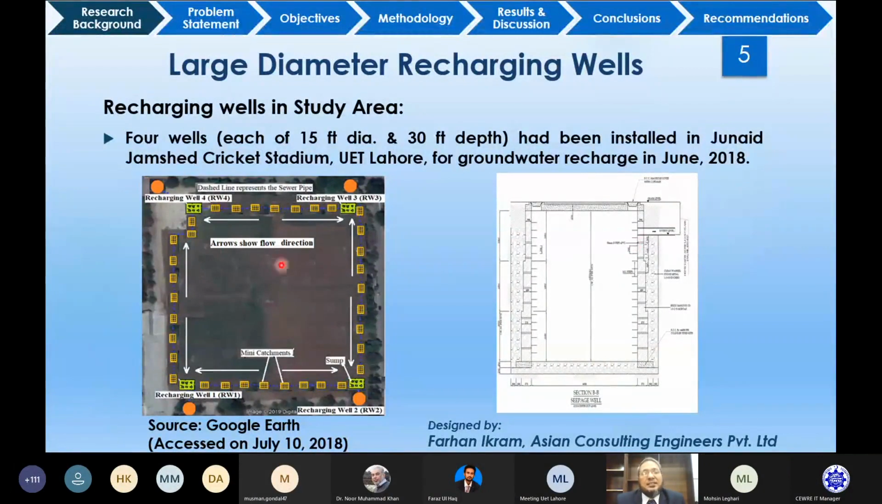So this is very good for controlling the surface runoff, and it doesn't allow flood inundation. Even when there is very high rainfall, the water immediately goes into this well. Once the water level rises here, there are holes provided in the walls of the well, and then water moves into the ground in the lateral outward direction. So this is the main working of the large diameter recharging wells.